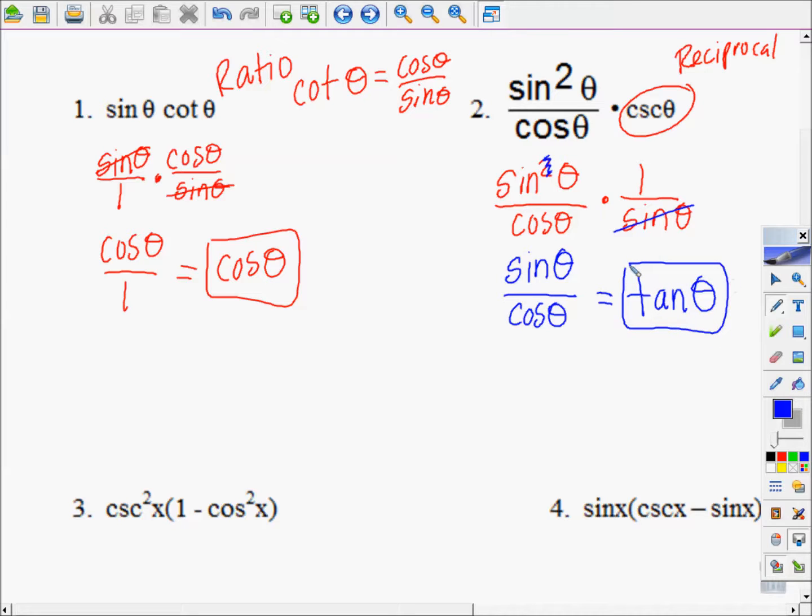Isn't that a formula, sine divided by cosine is tangent? It's an identity. It's the reciprocal identity of the cotangent identity. So my answer is simply tan theta. Okay, again, all you're doing is substituting, manipulating, simplifying. Substituting, manipulating, simplifying.